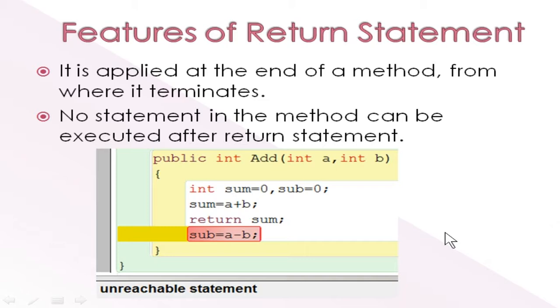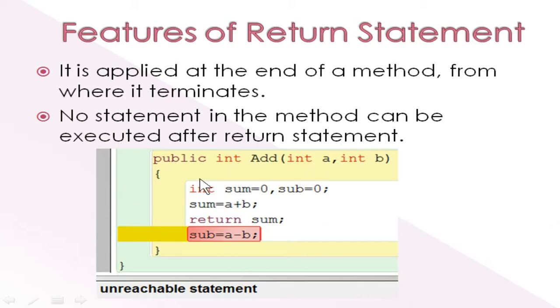Now we are going to see some features of the return statement. Normally the return statement is applied at the end of the method, where it terminates. So once you use a return statement, it indicates the end of the method, and it won't execute more than that. No statement in the method can be executed after the return statement.